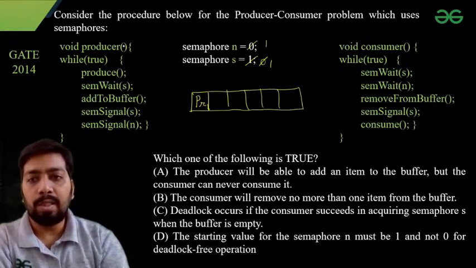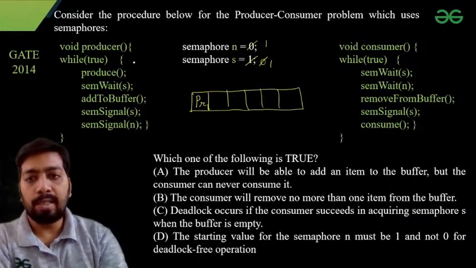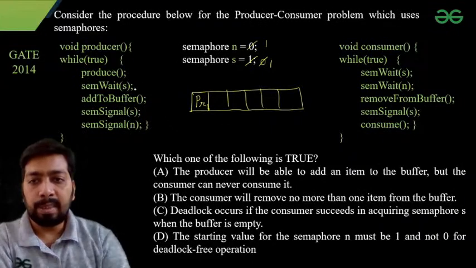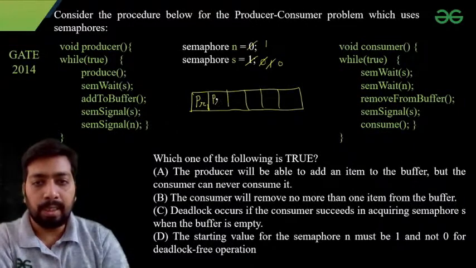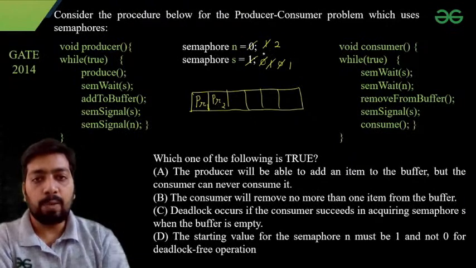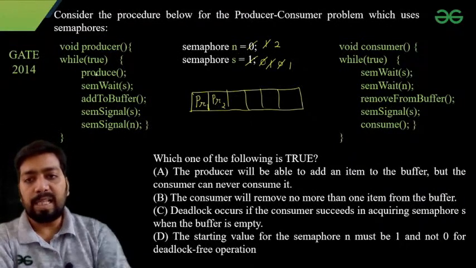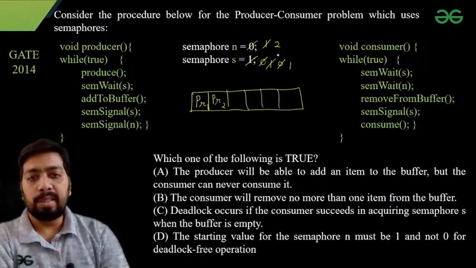Suppose it wants to add a new item. What will happen? It will again produce a new item, and wait on semaphore S, so semaphore S goes to 0 again. After that, add to the buffer, so the next product PR2 is added to the buffer. Then signal S, so semaphore S goes to 1, and signal N, so it goes to 2. It was not given whether N is a binary semaphore or a counting semaphore. But if we are producing again and again, I feel it could be a counting semaphore.